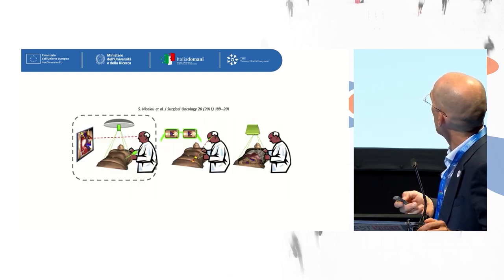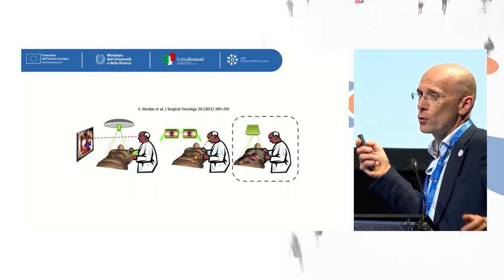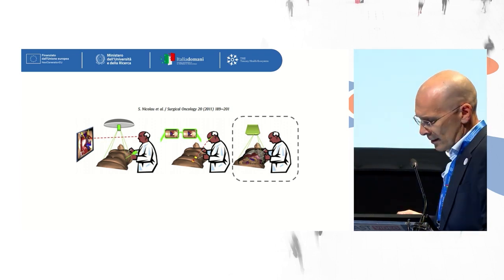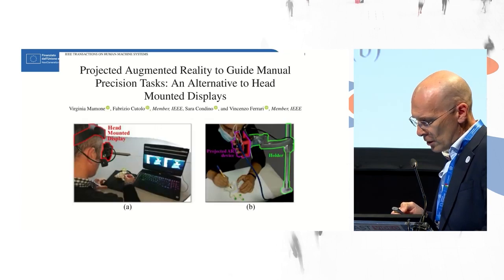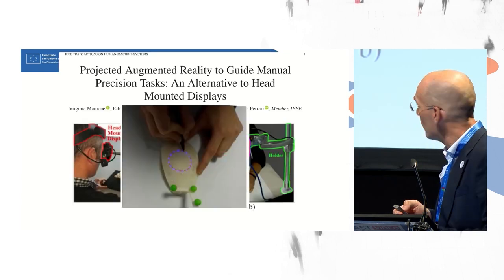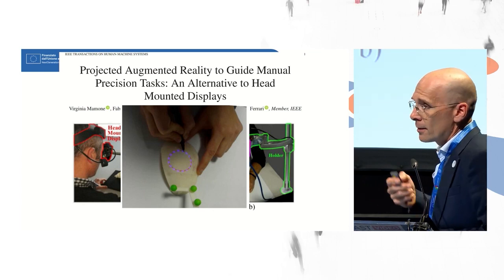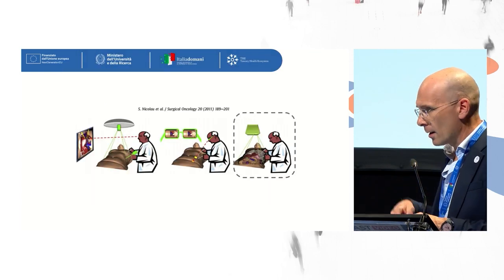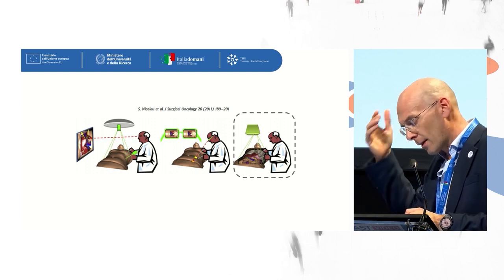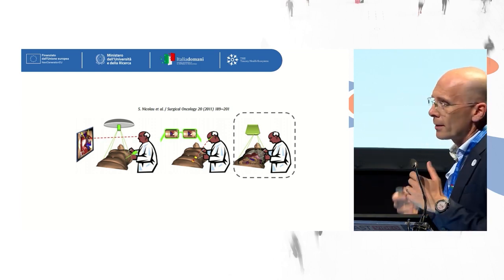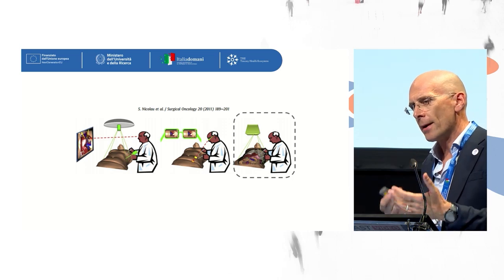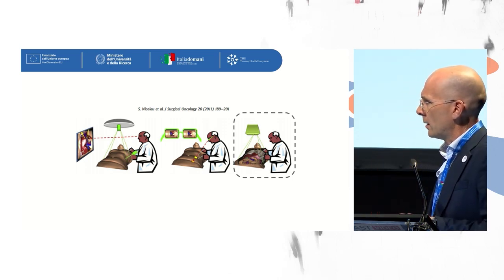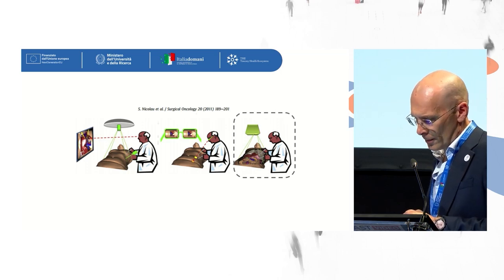Another approach is the use of a projector to project directly over the patient the planning information, obtaining very interesting results in terms of accuracy. But there are some cons for this approach, in particular in terms of parallax error in case of hidden anatomy inside the patient.